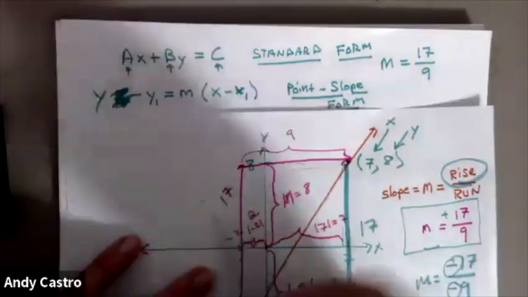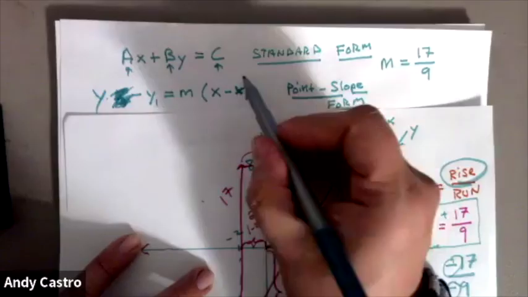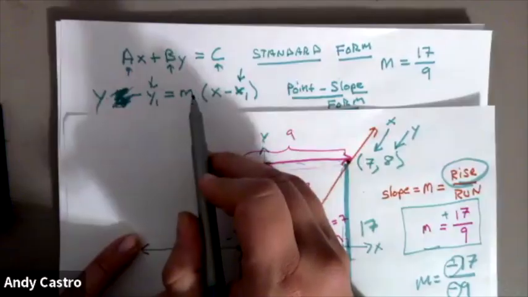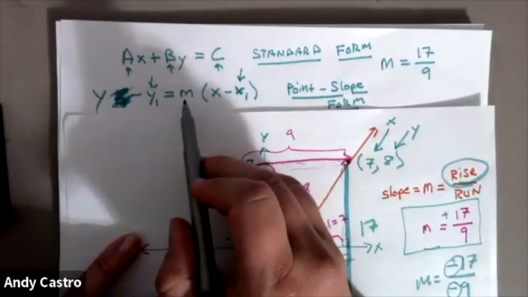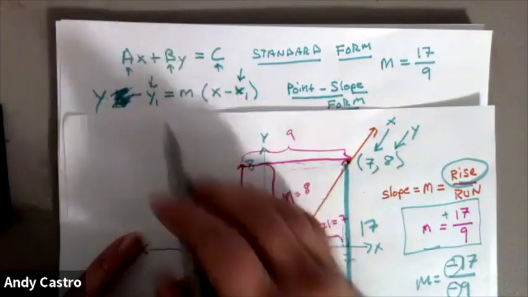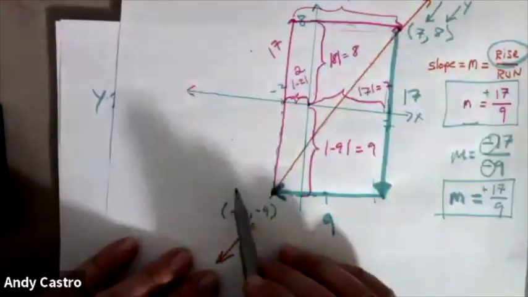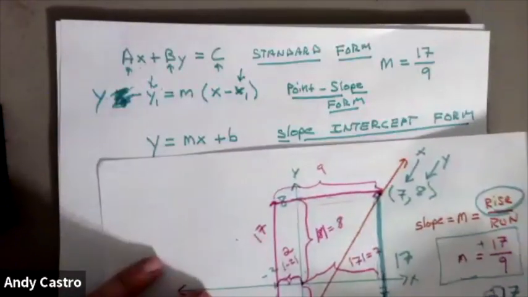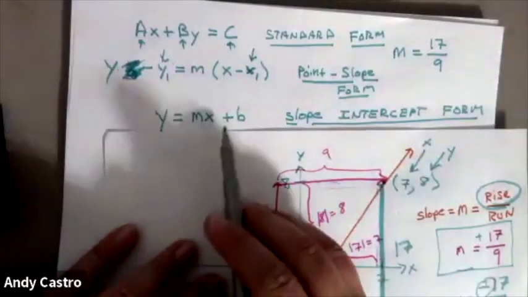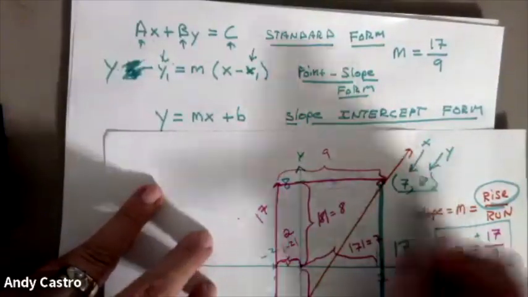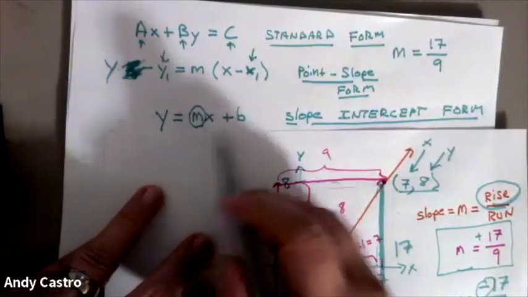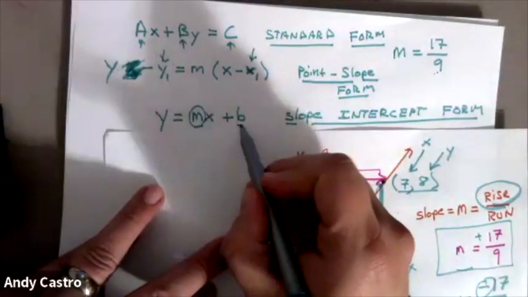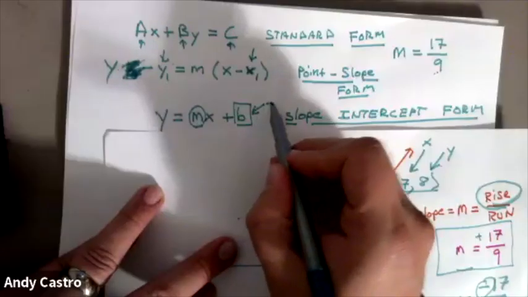Here, my 7 would go into x1, and my 8 would go into y1. M would be the slope, and we already solved for that, so we know what the slope is. And then y and x, those would be another point, like this y and this x. All right, and then slope-intercept form, this y and x represents obviously your 7 and 8, and then your slope, which we solved for, 17 over 9, and then b here, that's your y-intercept.